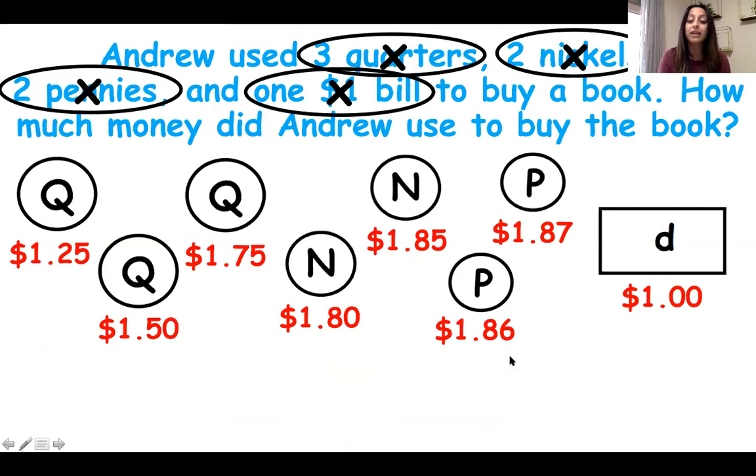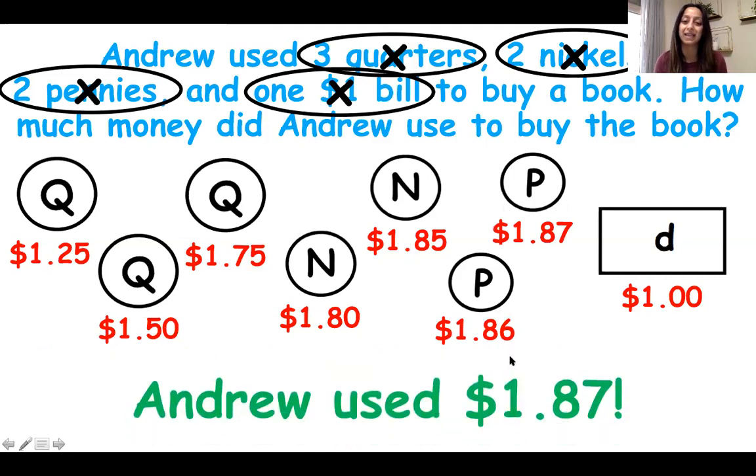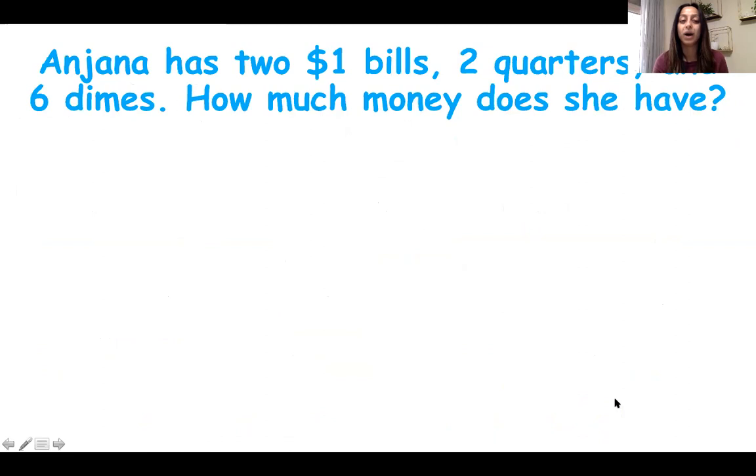So Andrew used $1.87 to buy a book. That's a great deal, Andrew. All right, one more problem.